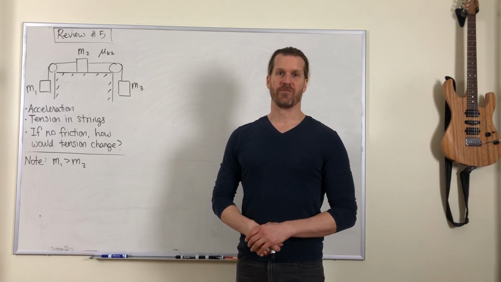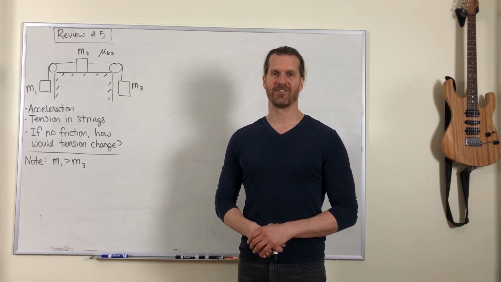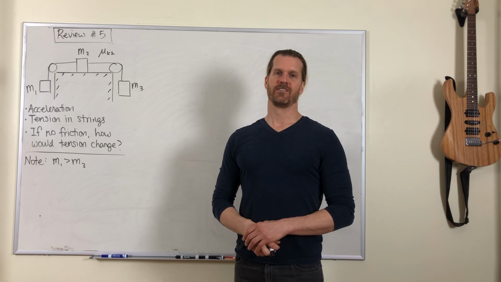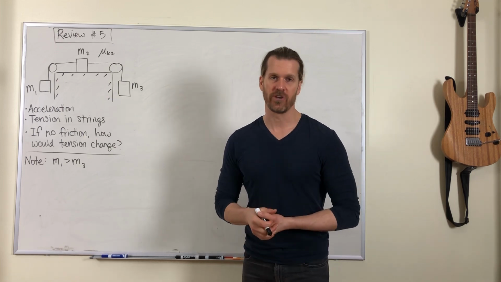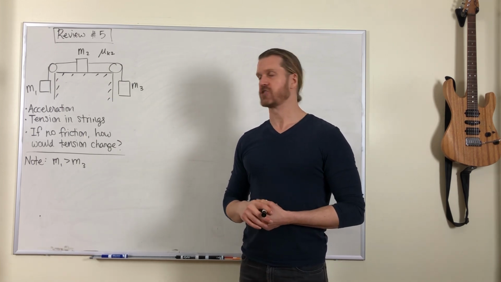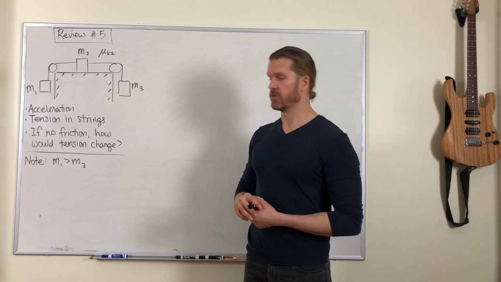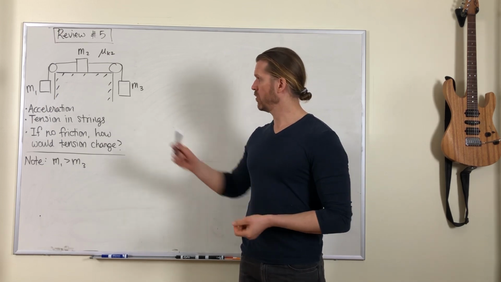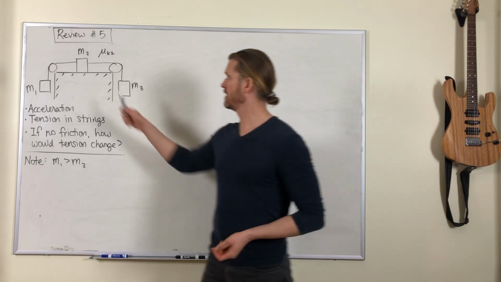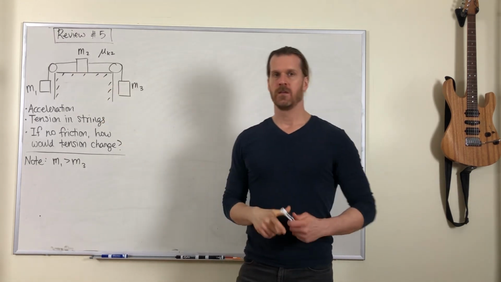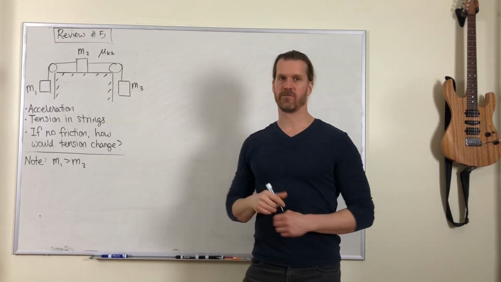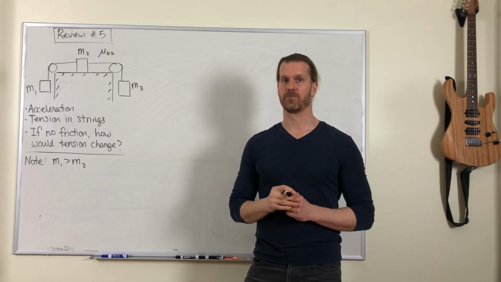Midterm review problem number 5. It's another system of connected objects. We're going to use Newton's laws, but our shortcut to find the acceleration of the system, and then we'll answer some other questions like what are the tension forces in the two strings, and what's going to happen if we turn off the friction in the problem.